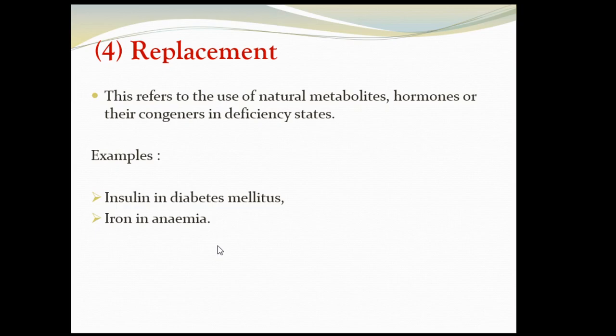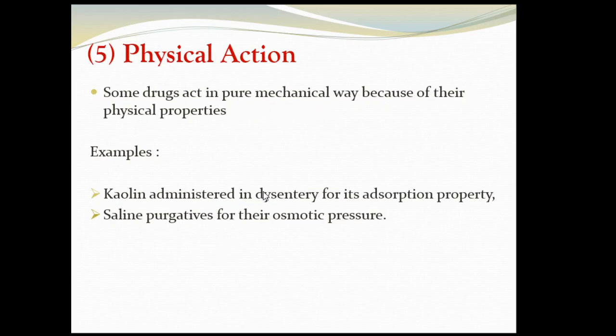Like iron in anemia, we take iron from outside the body and it gets replaced in our body to decrease the deficiency. Next is physical action. Some drugs act in a purely mechanical way because of their physical properties. Like kaolin, administered in dysentery for its absorption property, and saline purgatives for their osmotic pressure. So they act mainly because of their physical actions.